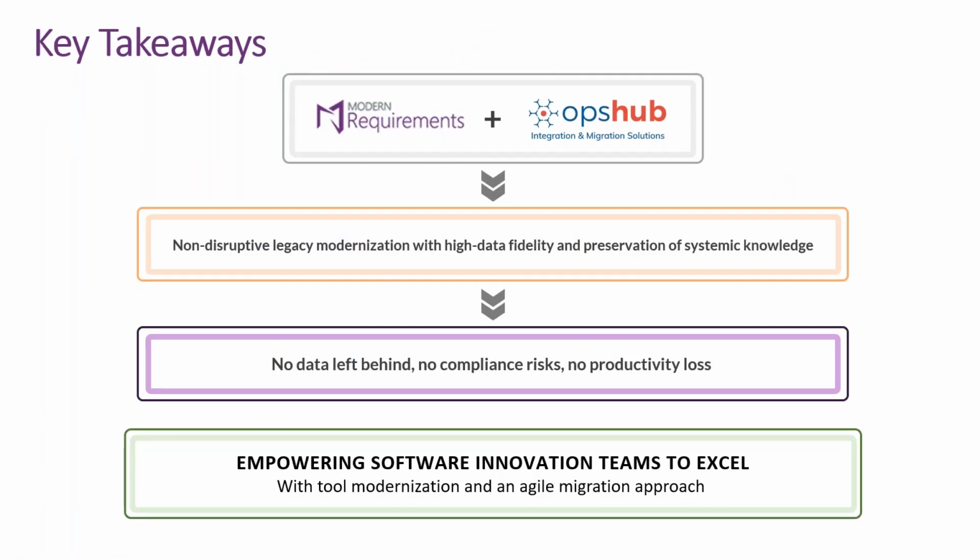So modern requirements plus OpsHub make modernization easy by providing a non-disruptive modernization approach with high data fidelity and preservation of systematic knowledge. No data is left behind, as we just saw in the demo. All the data, including the history, attachments, comments, and hierarchy, was available in modern requirements as is, which results in no compliance risk and at the same time no productivity loss, because users can continue to use the tool while migration is going on. And so this is how we empower software innovation teams to excel.